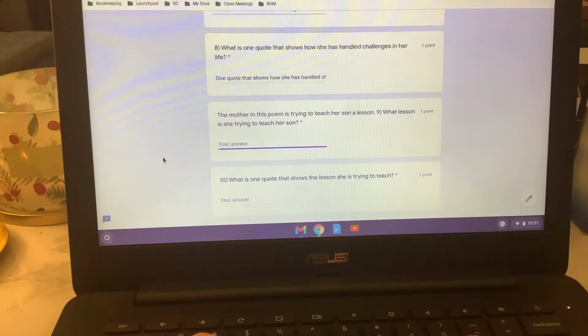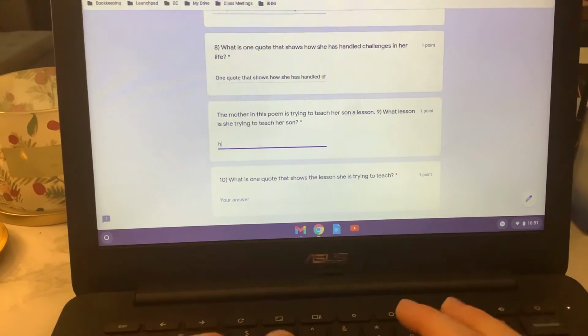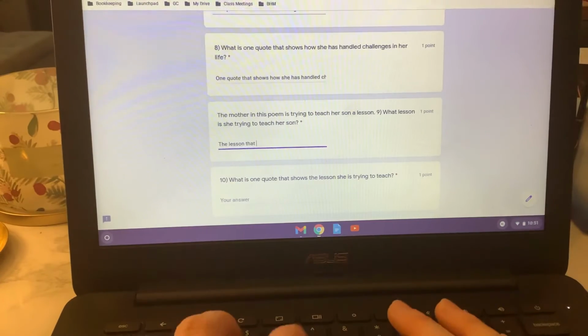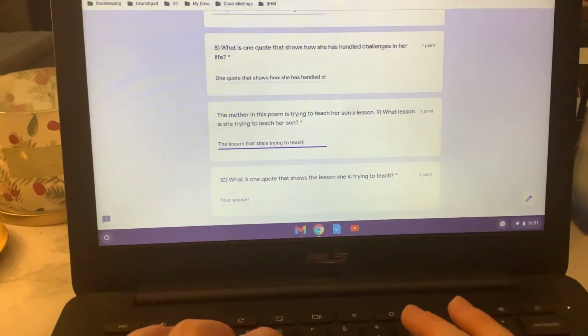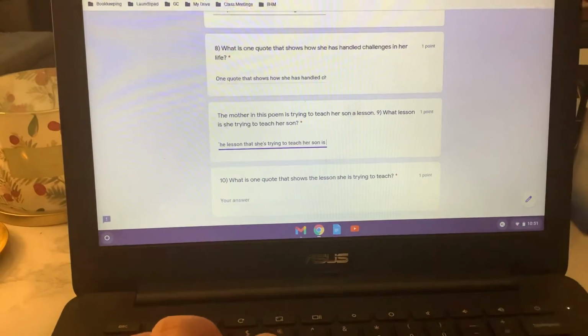So number 9, what lesson is she trying to teach her son? The lesson that she's trying to teach her son is what? What is she telling him? What is she encouraging him to do? What's her point? Again, she's not just saying staircase, tacks and bumps and things, right? What is she telling him? What is her encouragement to him at this point?